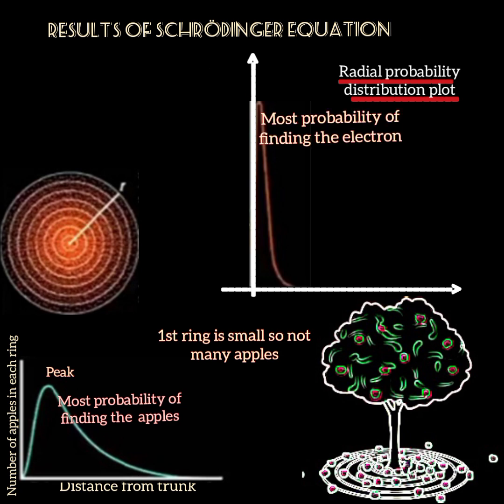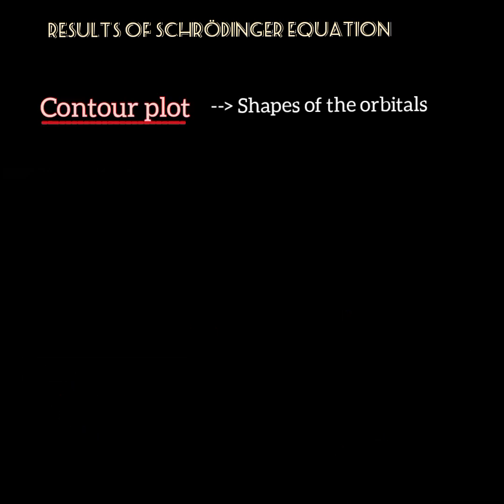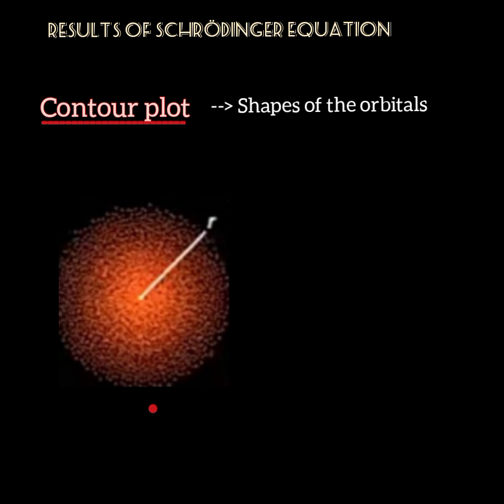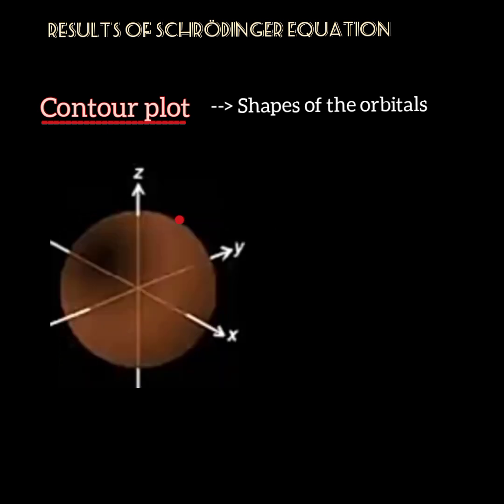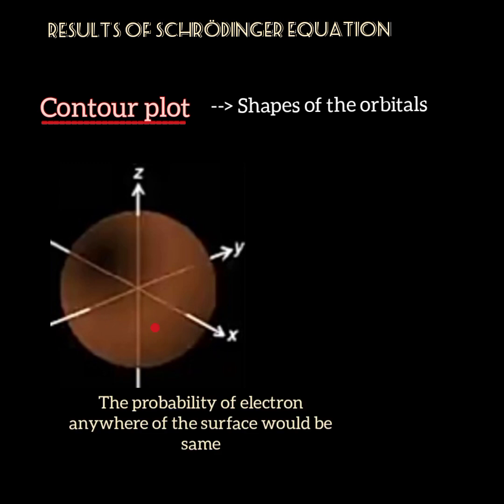Another kind of plot is the contour plot. The contour plot shows the shapes of the orbitals. Look at the dot plot. Draw a surface on it, enclosing about 98 to 99% probability. The probability of the electron anywhere on the surface would be the same. So the contour plot looks like a ball, a sphere.